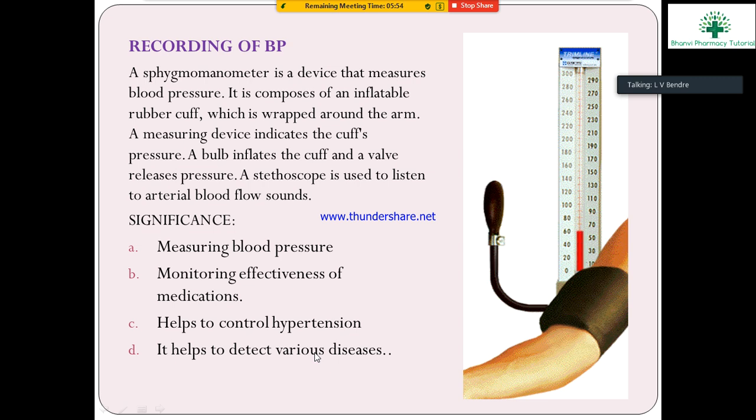Contraction and relaxation of the heart take place, and depending on the beating, the BP increases and decreases. That is the condition of low BP or high BP, and it is measured by this instrument.